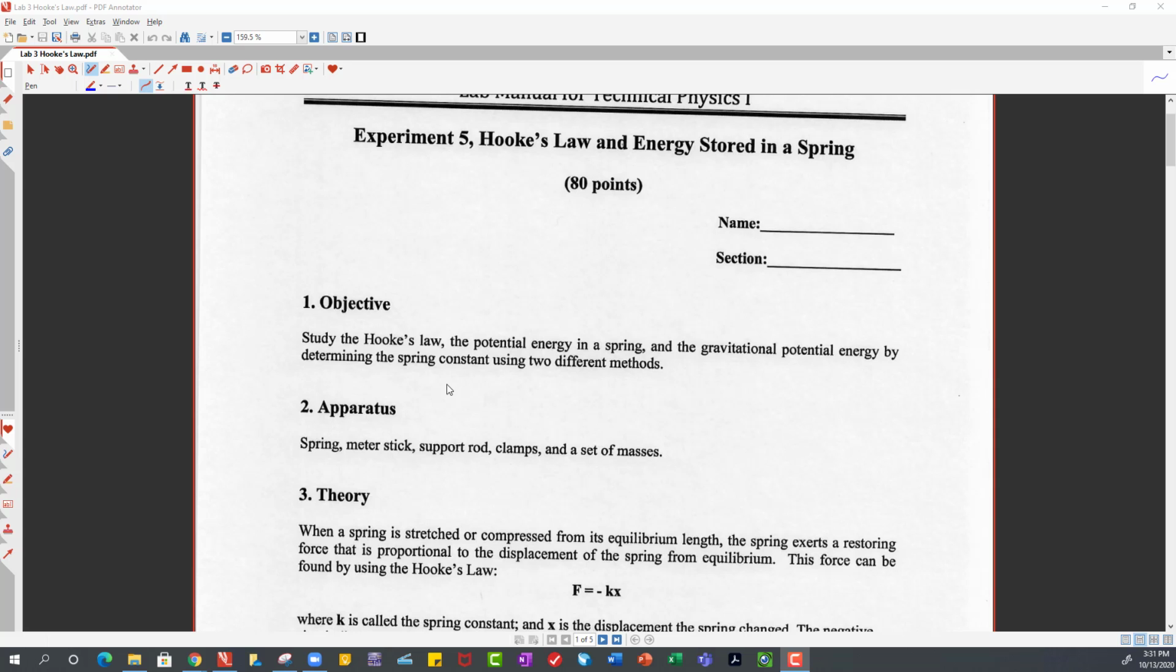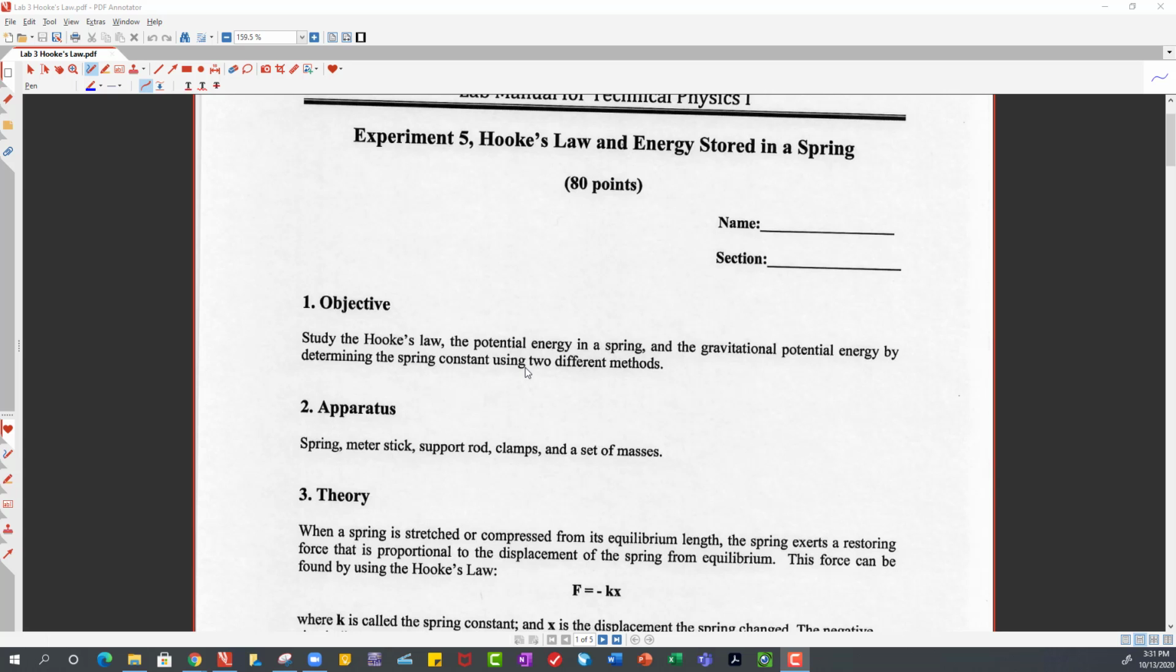Hooke's law in this case, as the objective or the abstract, uses the potential energy stored in the spring and balances that against the gravitational force, or potential energy due to gravity. Then based on these two opposing forces we can determine the spring constant.